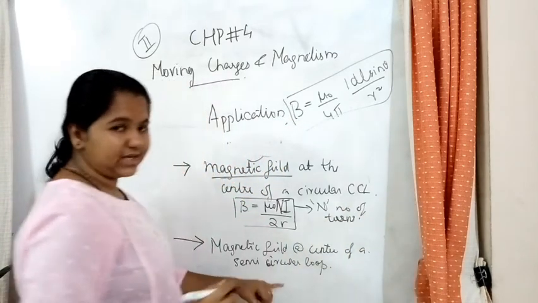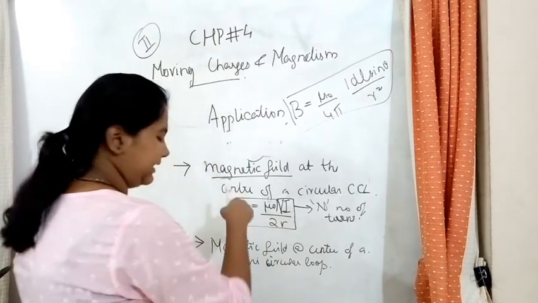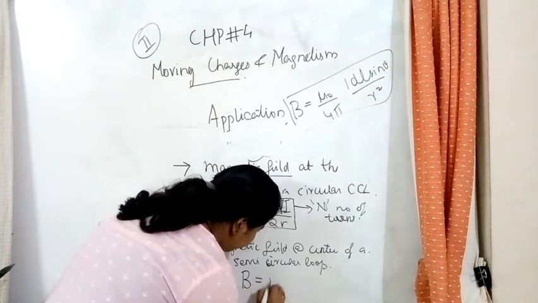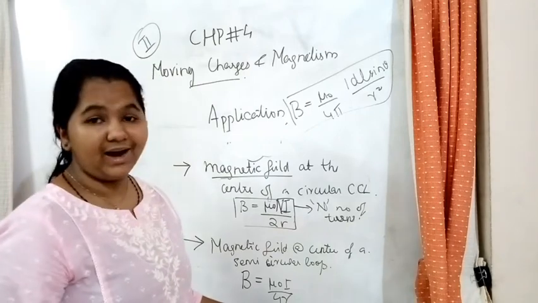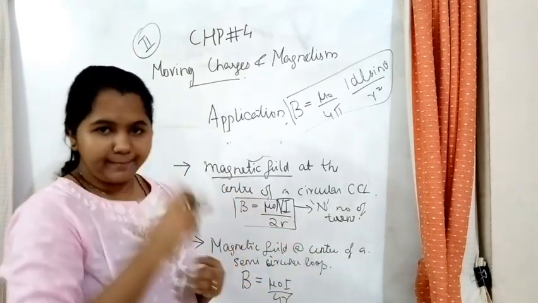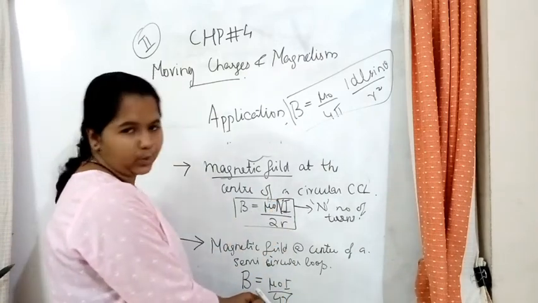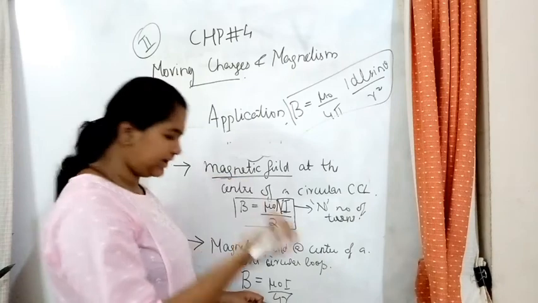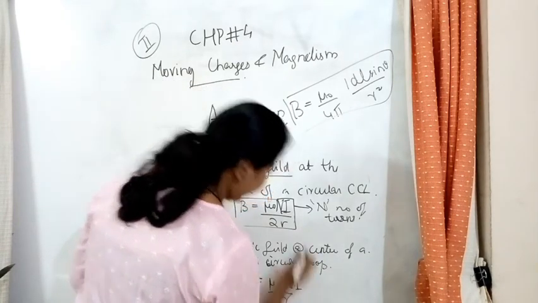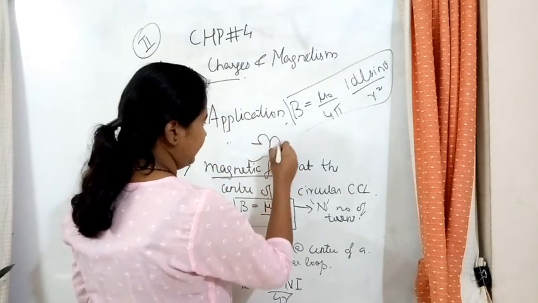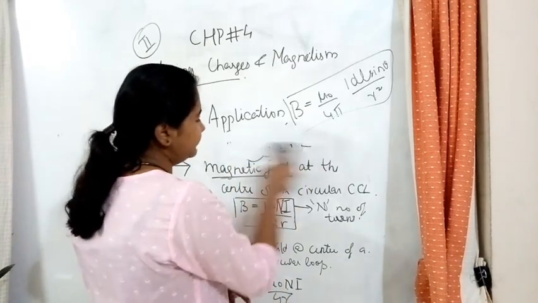So let's see the equation for the semicircle. Our magnetic field B is equal to mu 0 I divided by 4r. Why is it 4r? Because it is half, so this equation becomes multiplied by half. So if there is n number of loops, what happens? This becomes mu 0 N I divided by 4r. So this is the equation.